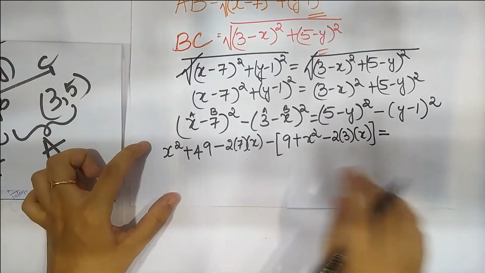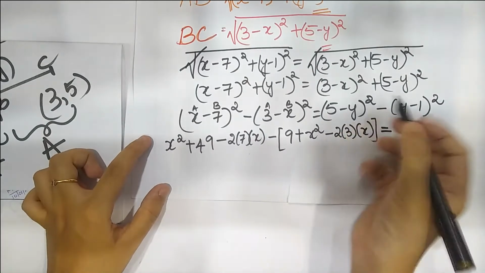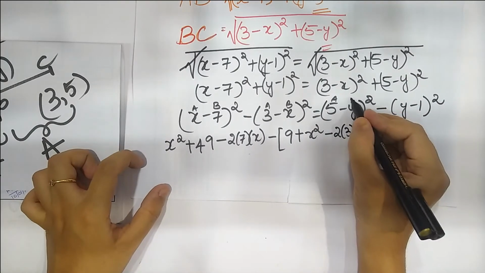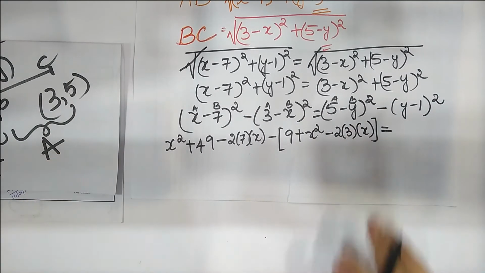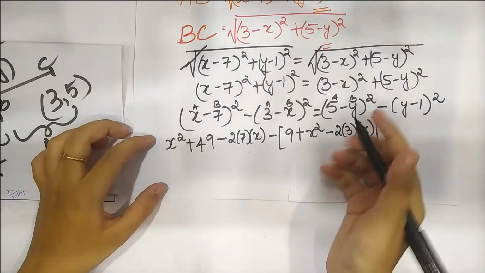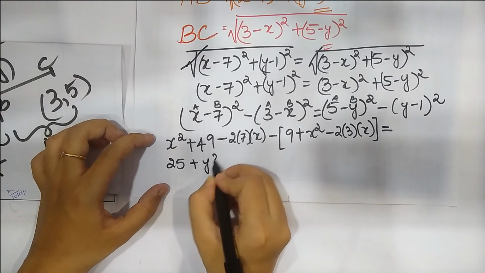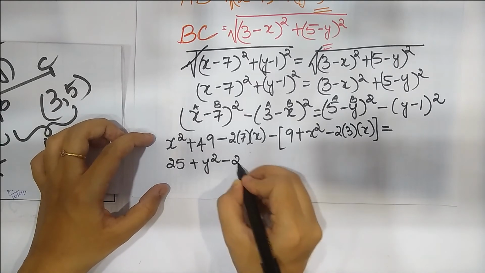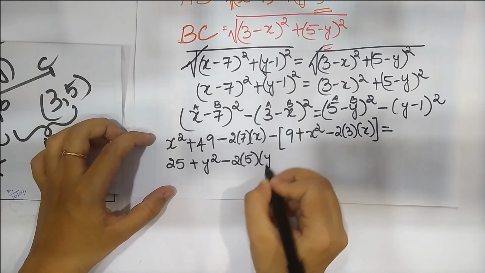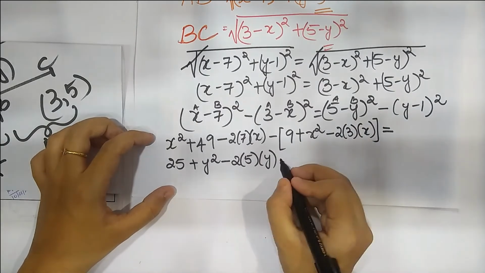This equation, I'll write it down in the next line. 5 minus y the whole square. So 5 is a, y is b. Use the formula here again. We get 25 plus y square minus 2 into a into b. Then we have this remaining.